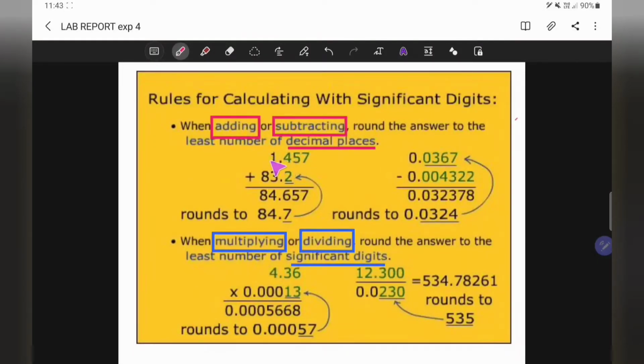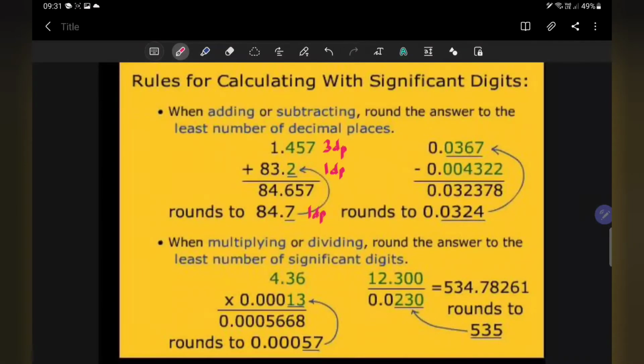For example, 1.457 plus 83.2. Here we have 3 dp, and here we have 1 dp. Between 3 and 1, the least number is 1 dp. That is why, for the final answer, we need to round the number to 1 dp. So we just refer to the least decimal places.